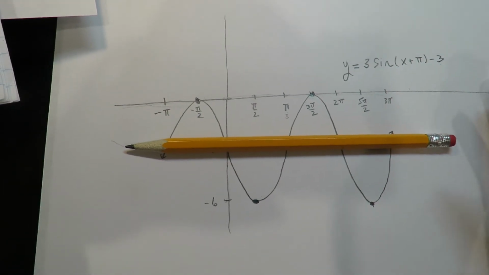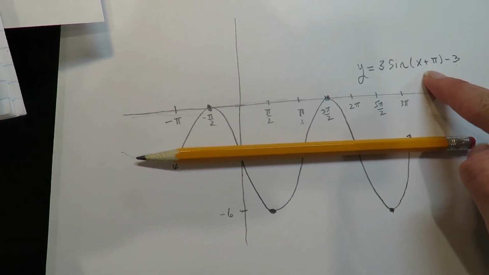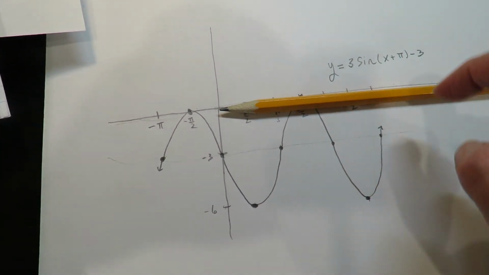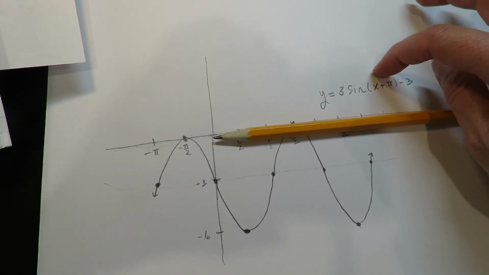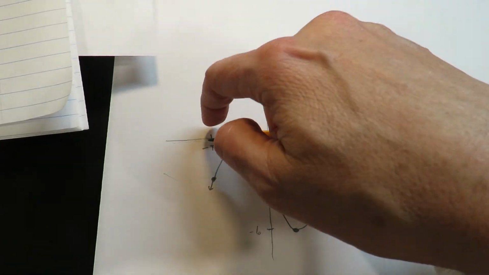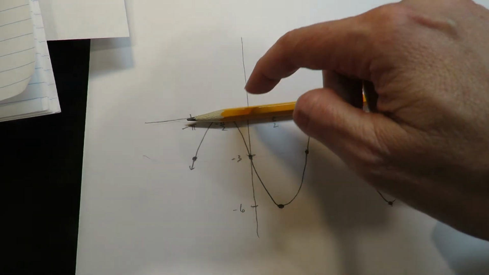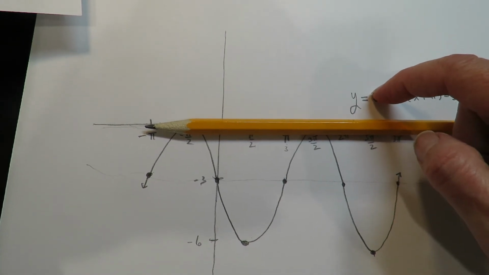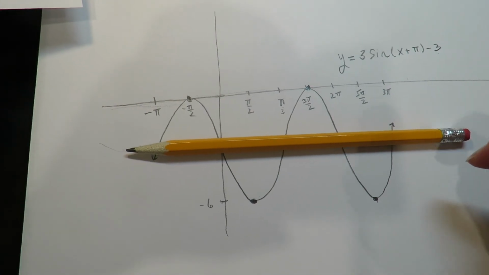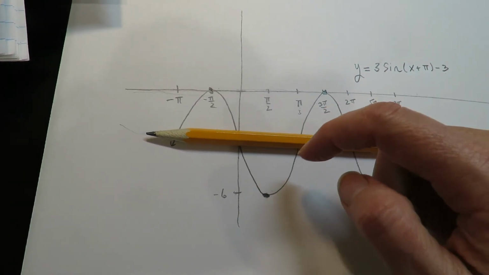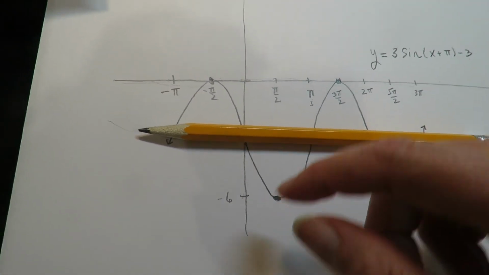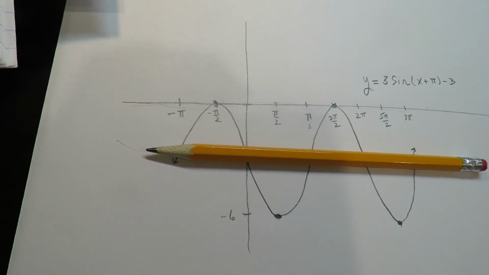It took the graph and shifted it pi units to the left, because this graph usually starts at 0 and starts oscillating from here. But the plus pi, remember, it's always opposite of the inside, pushed it to the left. So now it starts here at -pi and starts oscillating versus starting at 0. The 3 means that from the center it goes up 3 units, down 3 units, up 3 units, down 3 units, versus going up 1, down 1, up 1, down 1. It's going up 3, down 3. It's got a bigger wave up and wave down.